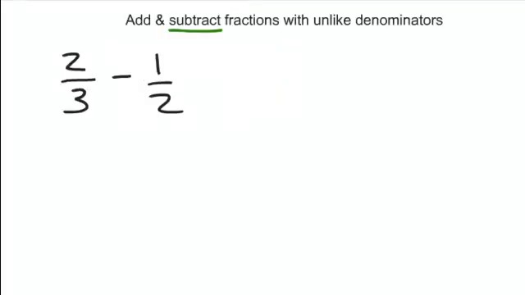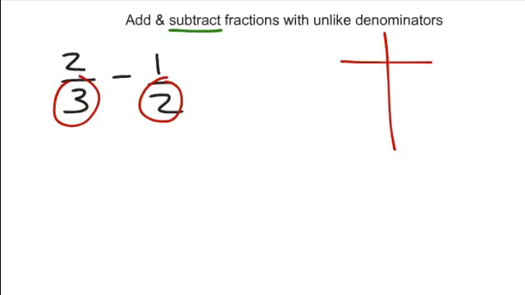Now let's take a look at an example using subtraction. So here I have 2/3 minus 1/2, and the same concept applies. We just have to make the denominators be the same. So I have my race between the 3 and the 2 until they meet at a common number. So I make my t-chart. I put my 2 on one side and my 3 on the other. It doesn't really matter which way you put the two numbers. You're still going to have them race against each other.